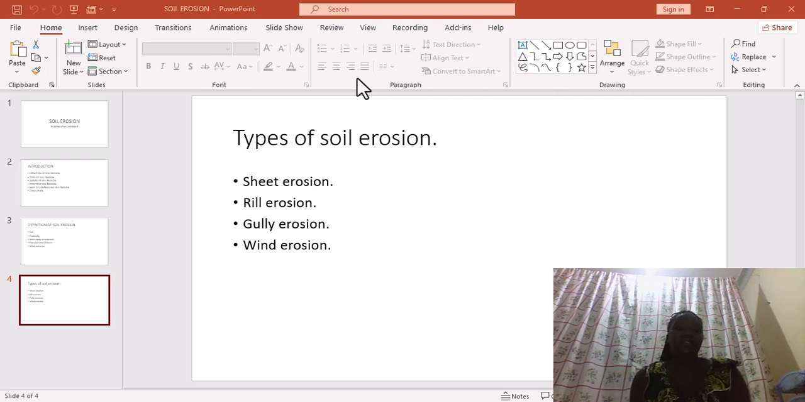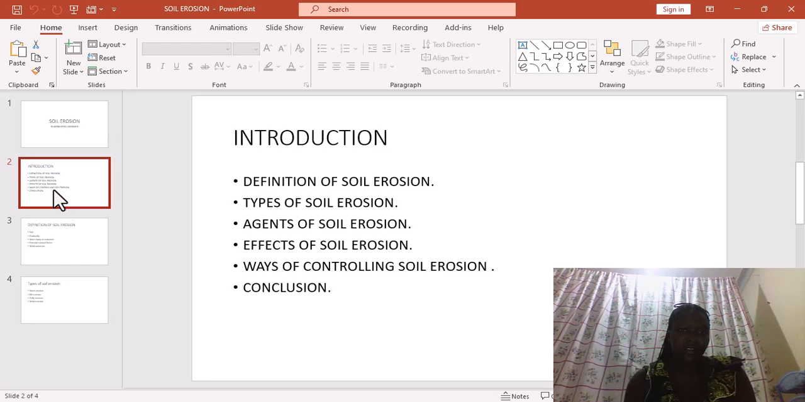The fourth one I'm having is wind erosion. So in wind erosion, we shall have the soil particles being carried away by wind, particularly in areas like arid and semi-arid regions with little or no vegetation cover. So those are the types of soil erosion and the definitions. And in my next slide, I'll be taking you through, after the types of soil erosion, the agents of soil erosion.